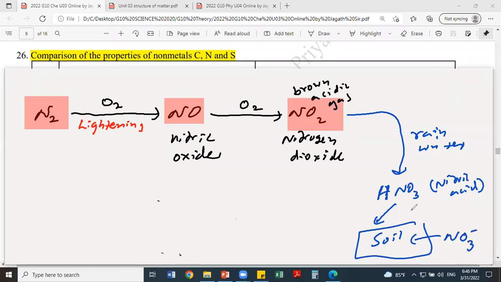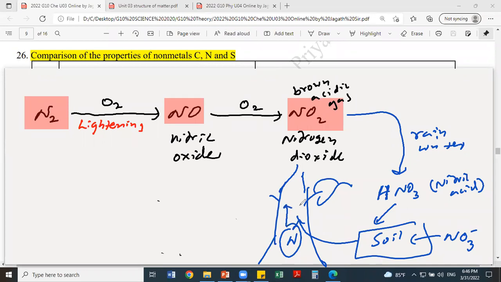That is called nitrate ion in the soil. HNO3 contains H plus and NO3 minus. So this nitrate is absorbed by the plants for their growth. That's how plants get nitrogen. Is that clear? The nitrogen is used up by the plants to make plant protein, amino acids, like that. Okay, then I'll erase this.